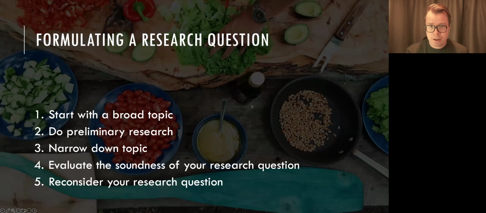Start with a broad topic, do preliminary research, narrow down topic, evaluate the soundness of your research question, and then reconsider your research question. In practice, you are always jumping back and forth between these steps. Developing a research question is seldom as straightforward as I will be explaining it. But that being said, in this video, I will go through these steps one by one, recognizing that the process might not be as clear-cut as I'm presenting it today.